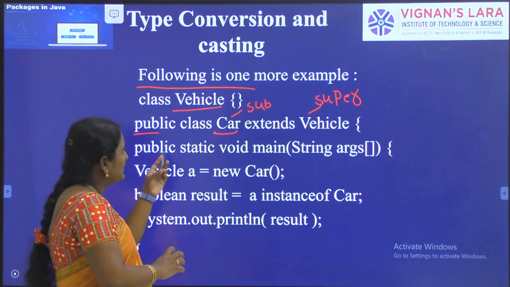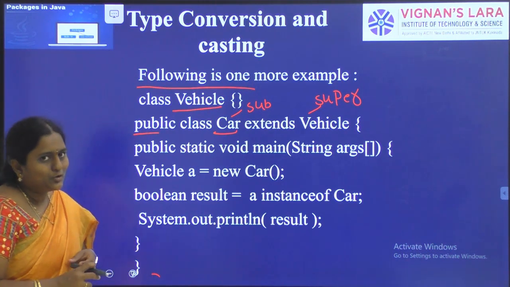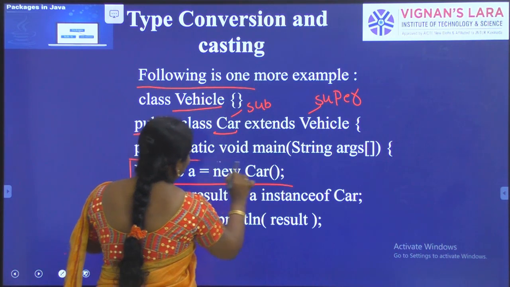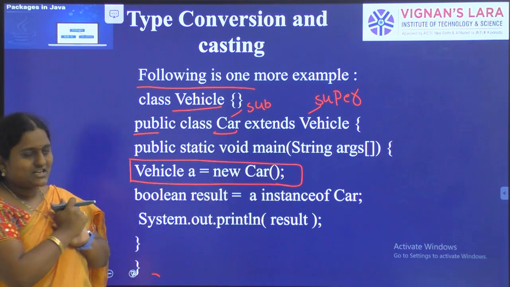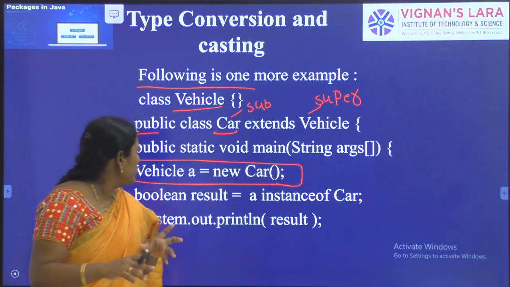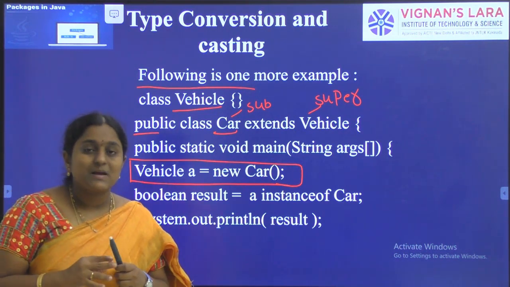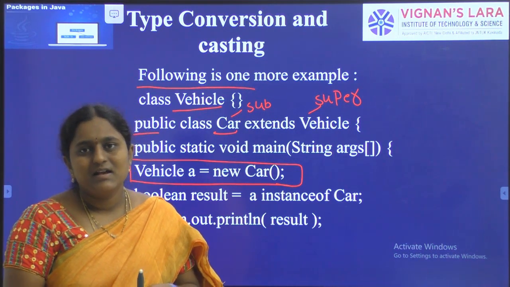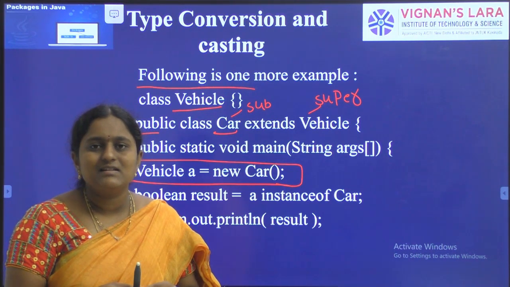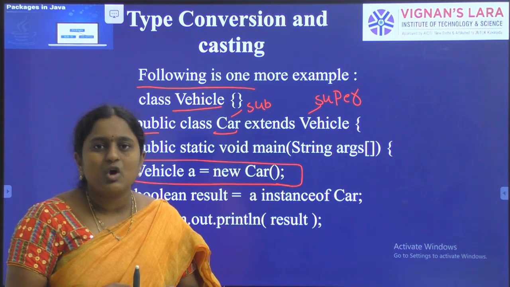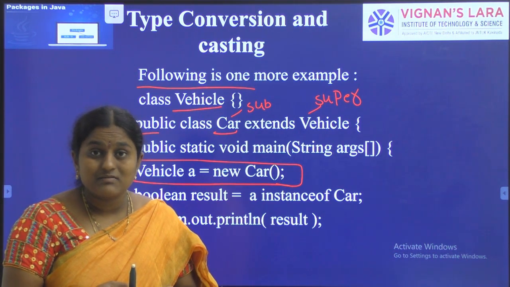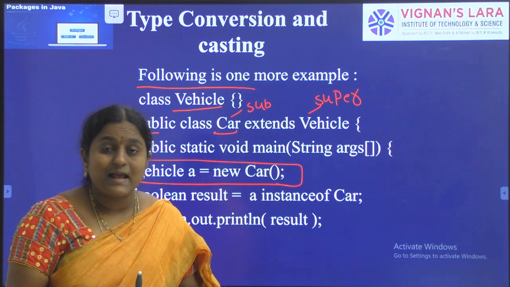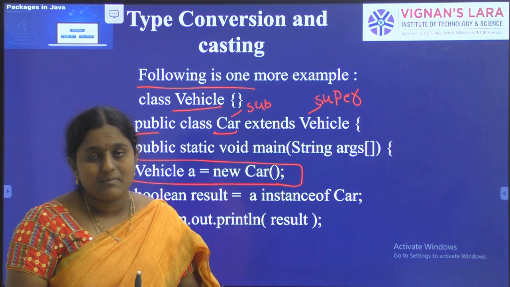After the main method, next one: Vehicle A equal to new Car. I think you might be aware of this statement. What is this statement? Here I am creating an object of which class? The subclass. Generally in inheritance we can always create an object of the subclass. If we create an object of the subclass, we can access superclass members and subclass members also.